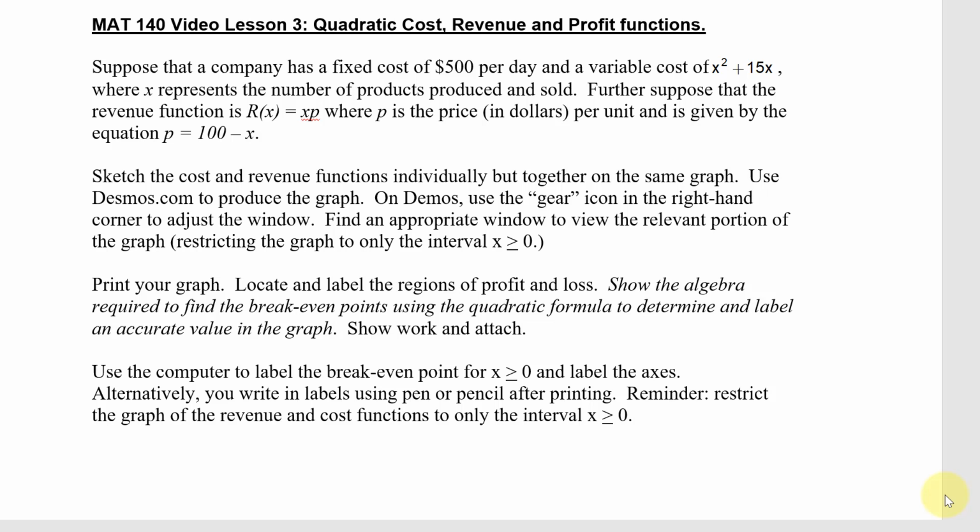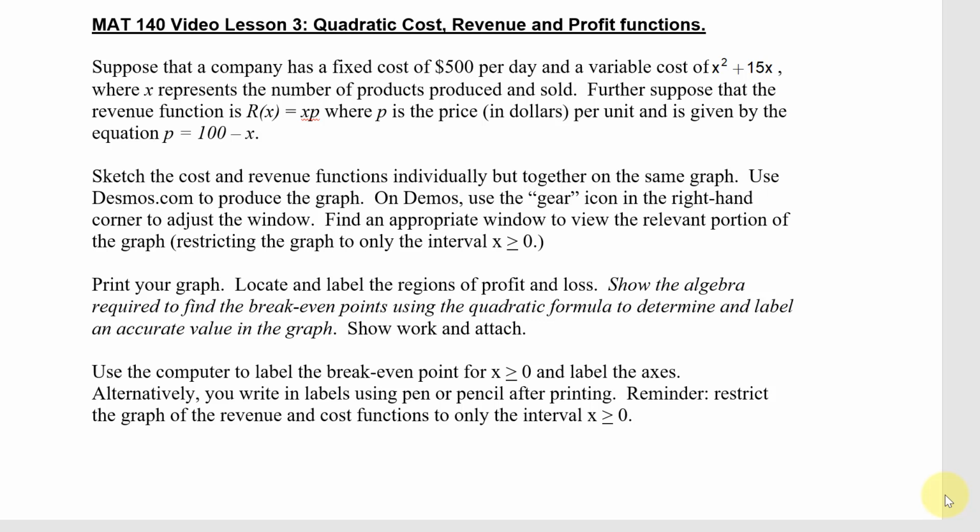Okay, this is the Math 140 video lesson 3, quadratic cost, revenue, and profit functions. Let's suppose that a company has a fixed cost of $500 per day and a variable cost given by x squared plus 15x, where x is the number of products that are produced and sold. So the more they produce and sell, the higher this variable cost.